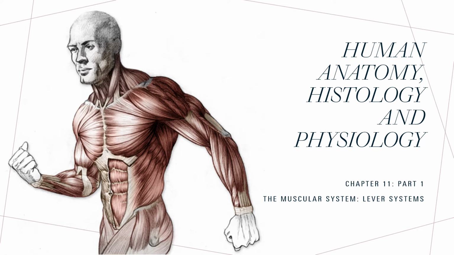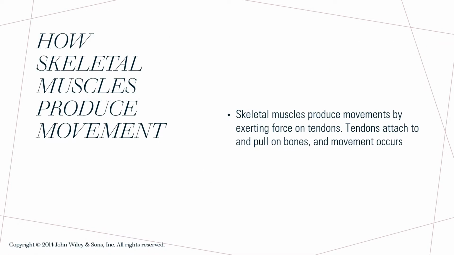All right, and we are going to start chapter 11. We're going to look at the muscular system. So skeletal muscle produces movement by exerting force on tendons, which are attached to bones. When a skeletal muscle contracts, it moves one of the articulating bones, and the two articulating bones usually don't move equally in response to a contraction.